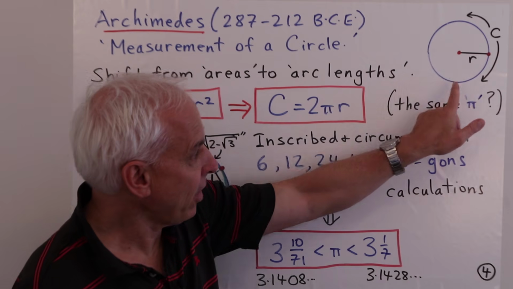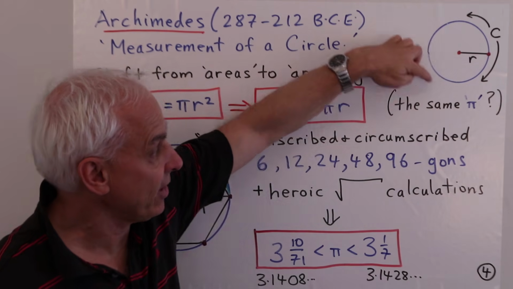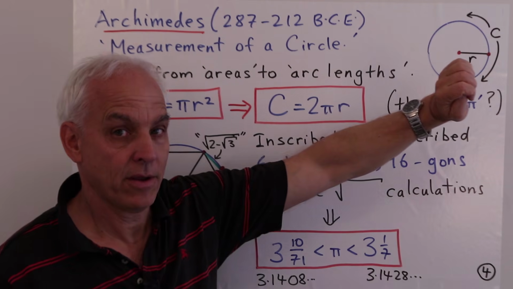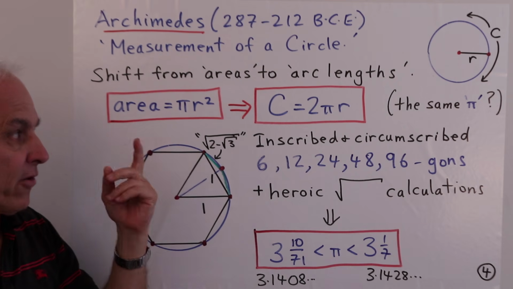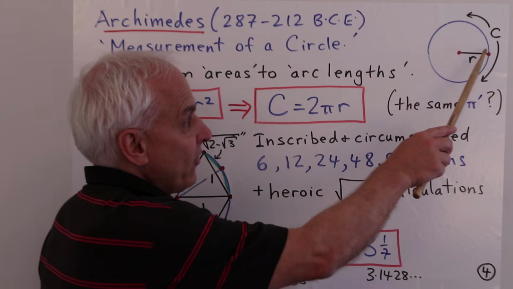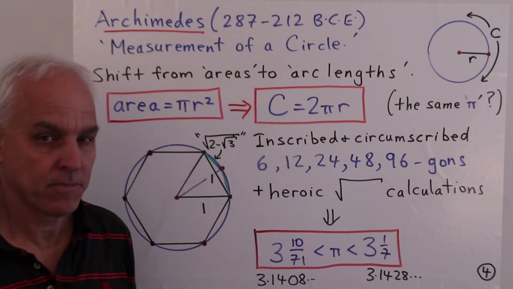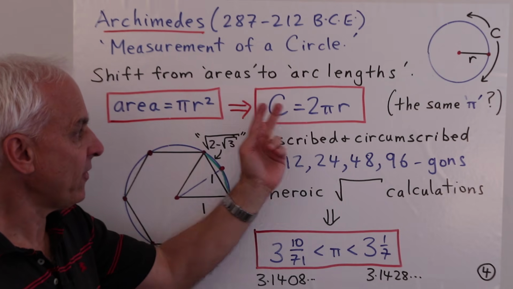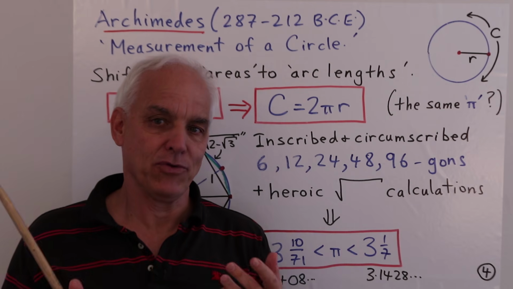So here's a circle, and there's a radius r, and there's a circumference c. It also has an area. So we've seen the formula pi r squared for the area. But there's this other formula for the circumference. Circumference c is 2 pi r. So this is about areas, and this is about arc length. It's about the length, supposedly, of the boundary of the circle.